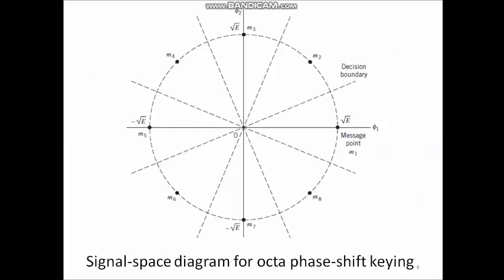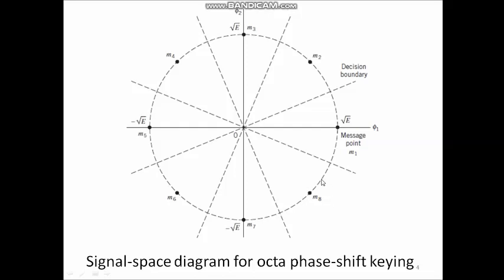Okay, this shows the signal space diagram for octal phase shift keying, or 8-ary PSK. Suppose our information symbol is 0 0 0. For this, if you find the message point, you will get the value root E comma 0. So, it lies on the phi 1 axis. Mark that point; it represents message point m1. For 0 0 1, you will get the message point value as root E by 2, minus root E by 2.